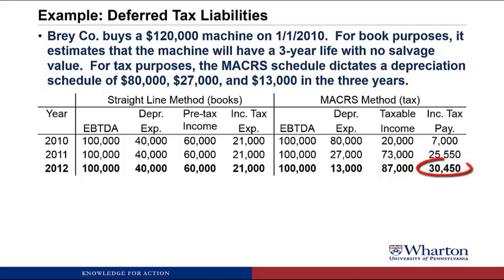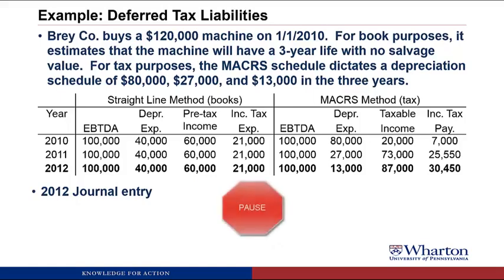87,000 times 35% is 30,450. So why don't you try to do the journal entry to record the income tax expense and income tax payable?